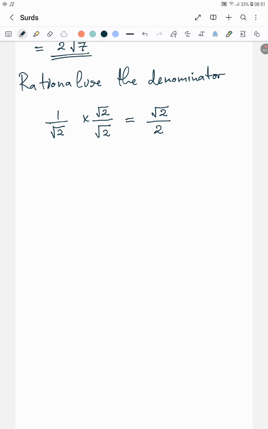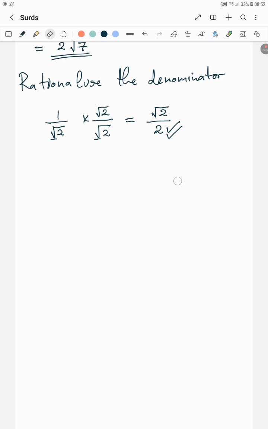Because you have to remember, when we were looking at indices, we said square root is the same as power half. So if we have 2 to the power half times 2 to the power half, our answer is going to be 2 to the power half plus half, which is going to give us 2 to the power 1. So that's why here we end up with only 2, and the root signs, we remove them because we would have simplified it this way.